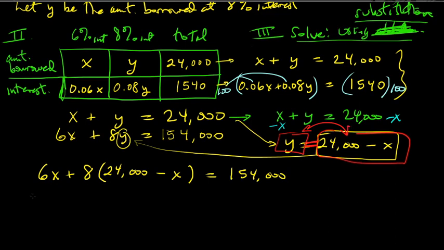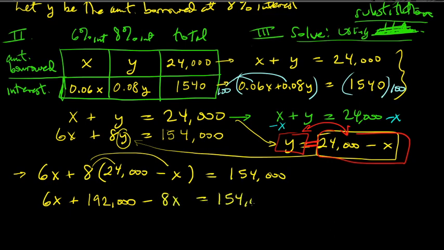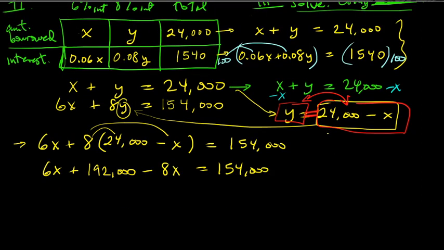Okay. So now we just solve this equation for x, right? There's no more y's, we're done with y, at least for now. We have 6x plus, so 8 times 24,000 is 192,000. Right, minus, don't forget to distribute, 8 times x equals 154,000. Okay, well, 6x minus 8x is negative 2x.